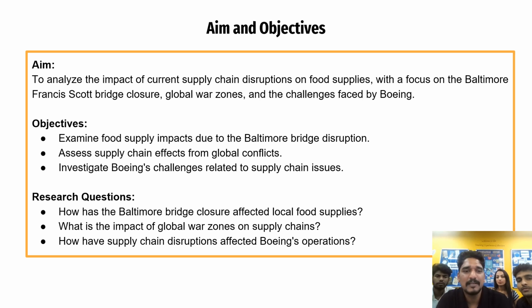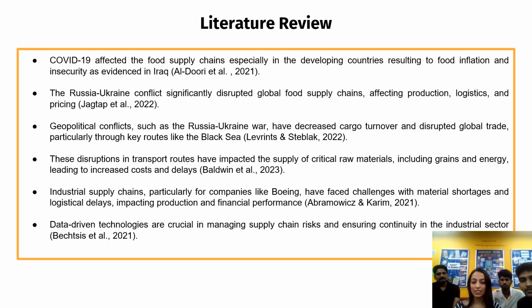The aim is to analyze the impact of current supply chain disruptions on food supplies, with a focus on the Baltimore Francis Scott Key Bridge closure, global war zones, and the challenges faced by Boeing. The objectives are to examine the food supply impact due to the Baltimore Bridge disruption, assess supply chain effects from the global conflicts, and investigate Boeing's challenges related to supply chain issues. The next slide will be explained by Risha. Thank you. The next slide is the literature review.